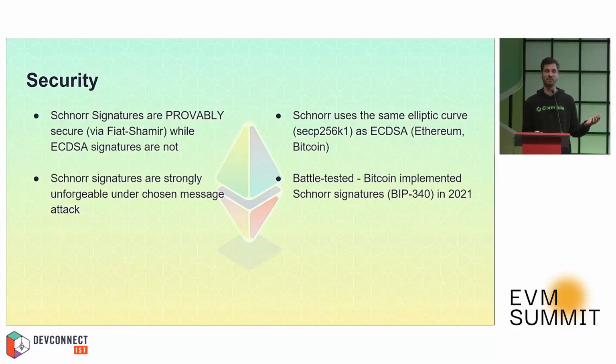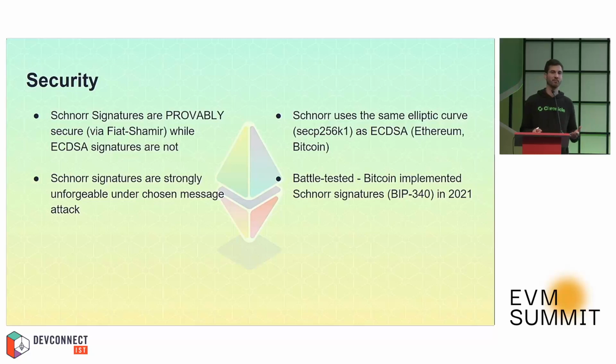Now, in terms of elliptic curves, Schnorr uses the exact same elliptic curve as ECDSA. So the same curve that's already implemented in Ethereum and in Bitcoin. You're not going on some unproven, underutilized, experimental curve. No, this is a battle-tested elliptic curve. So this makes the comparison between ECDSA and Schnorr quite valid.